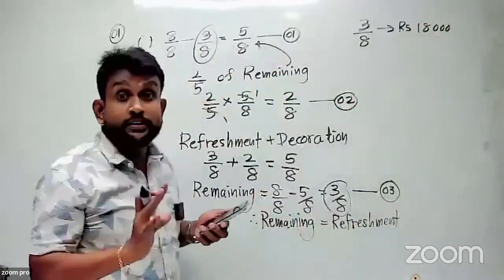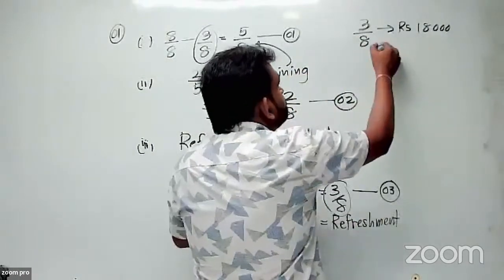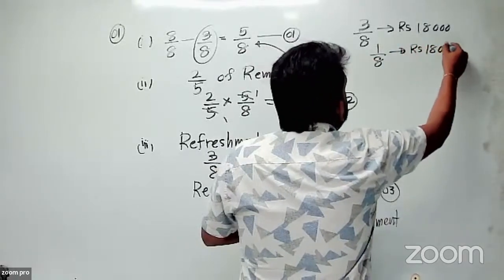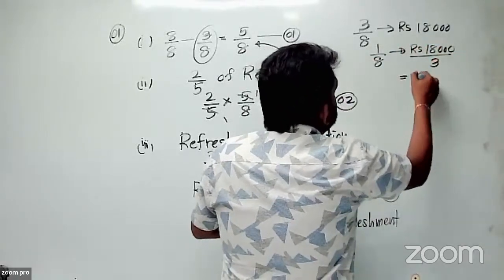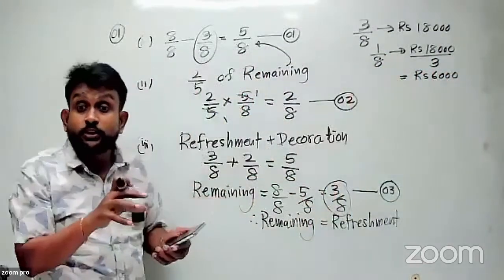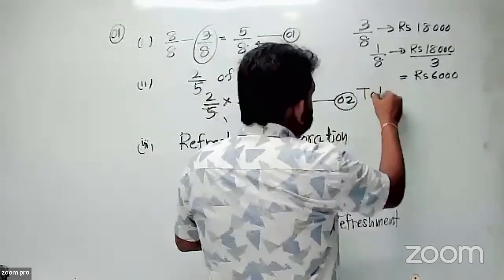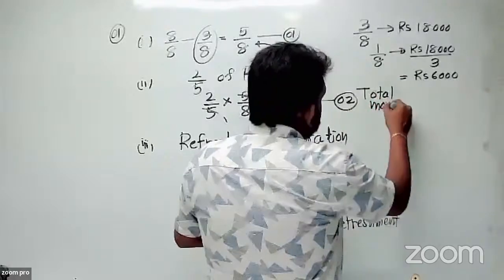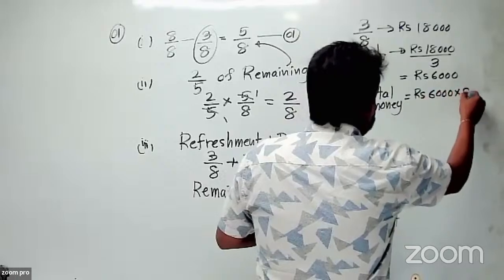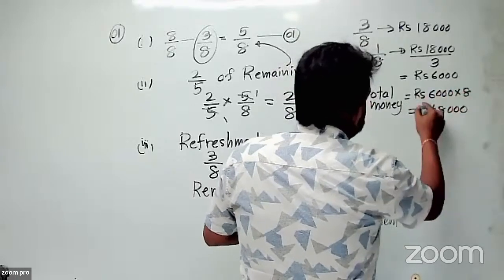So now you can find the total. How? 3 upon 8 part equals 18,000. You can write 1 upon 8 part. How? Just 18,000 divided by 3. Then that gives you rupees 6,000. That is 1 upon 8 part. The total money is in 8 such parts. So the total money is 6,000 times 8, 8 into 6, 48,000 rupees.